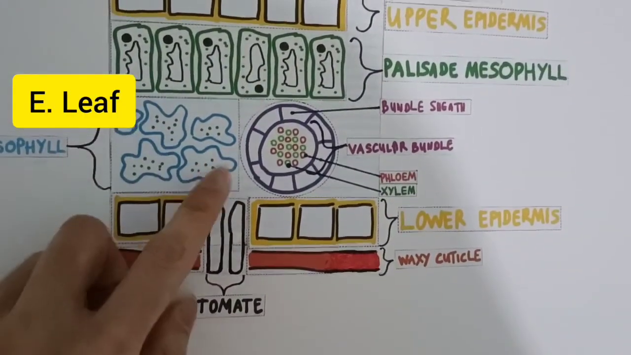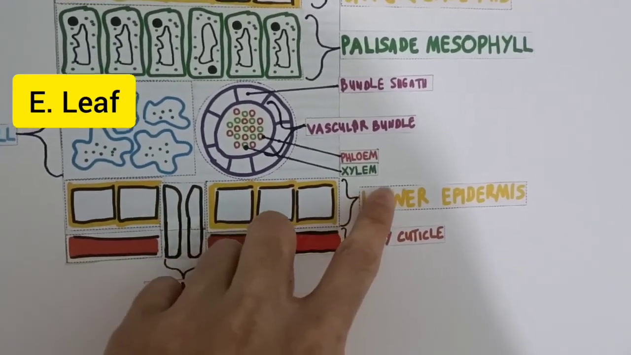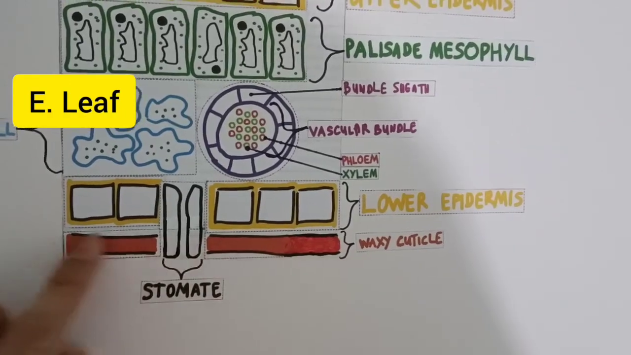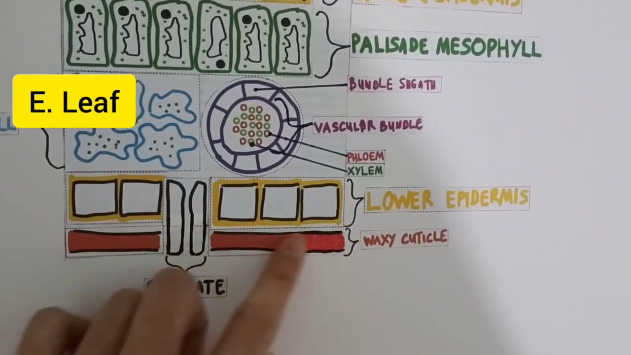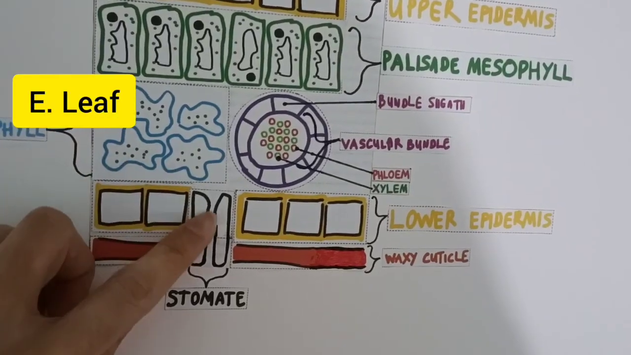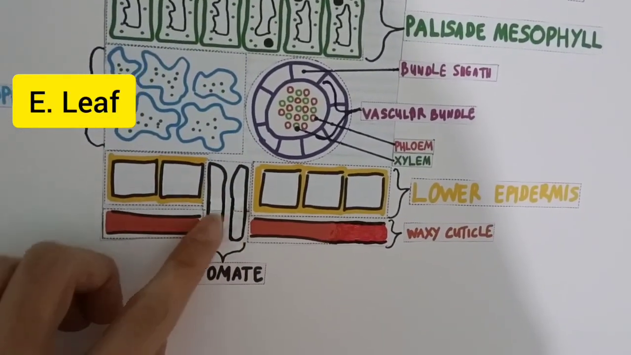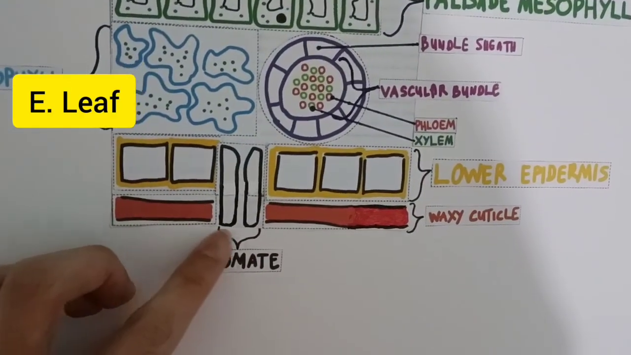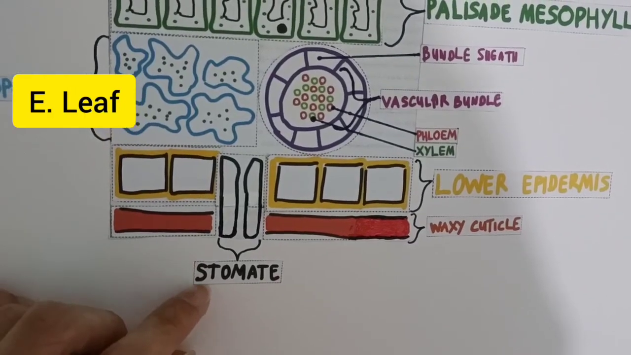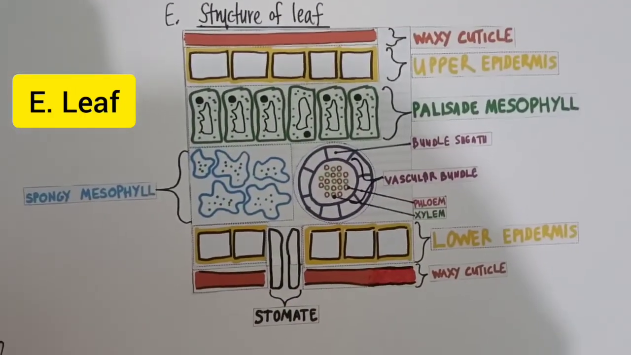As we go down again, this row represents the lower epidermis of the leaves. Finally, the lower surface of the leaves is covered again with waxy cuticle. Between the lower epidermis and waxy cuticle, you can find stomata, which are openings that can be controlled by guard cells during the photosynthesis process. So this is basically the structure of leaf.